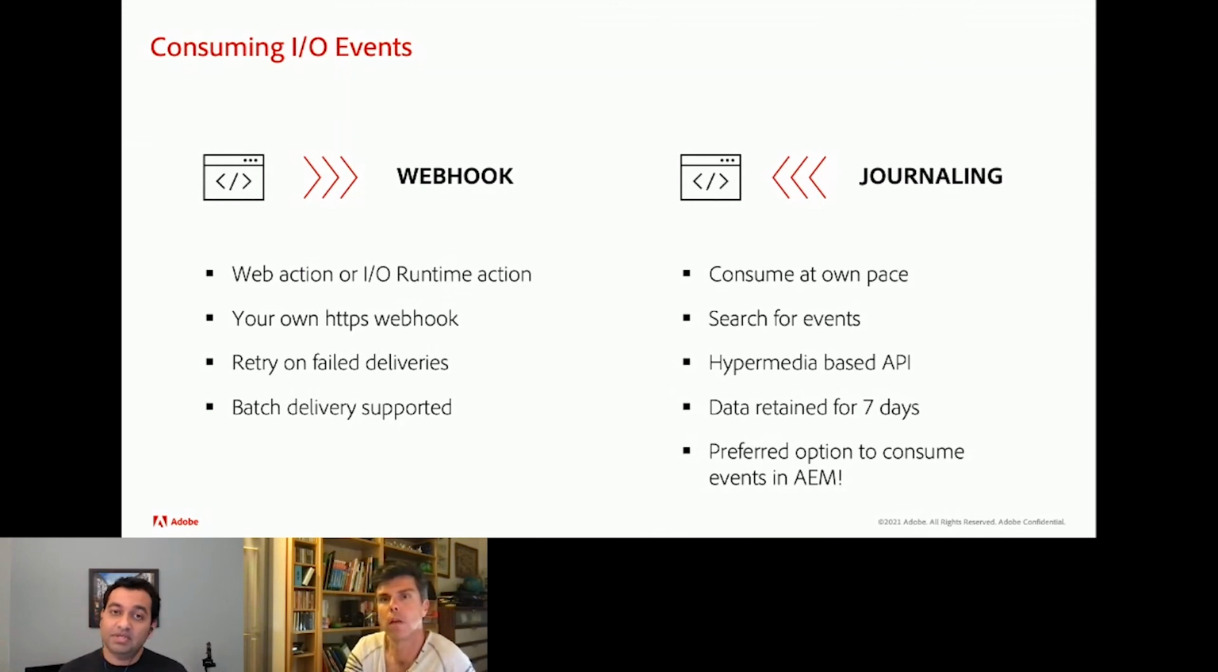A third option is basically combining the two. As a first option, you use the webhook, and for whatever reason, if the endpoint is down or there's some problem with that, you fall back to a journaling approach where you can pull events and use them that way. So there are many variations here that can help when you're consuming events.